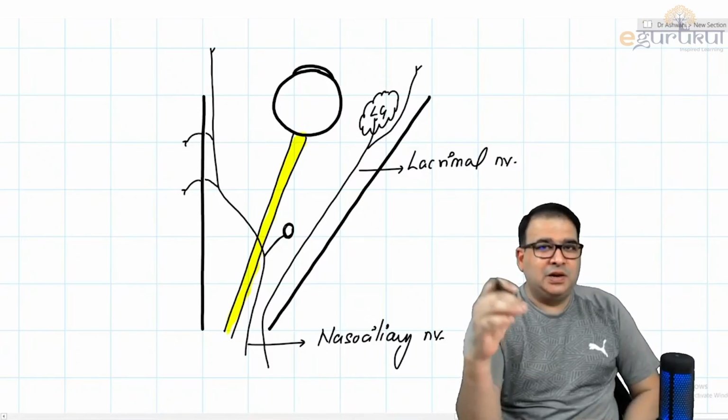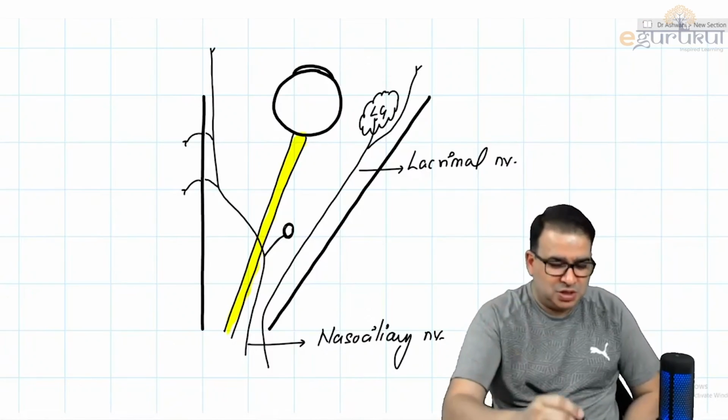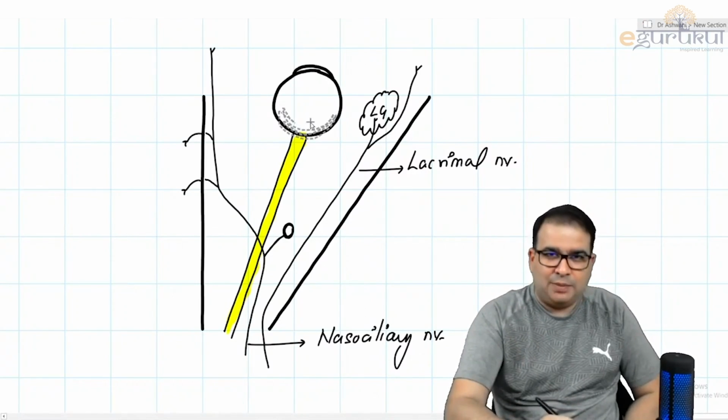From this nasociliary nerve, we have other branches also, which basically have to reach the eyeball.